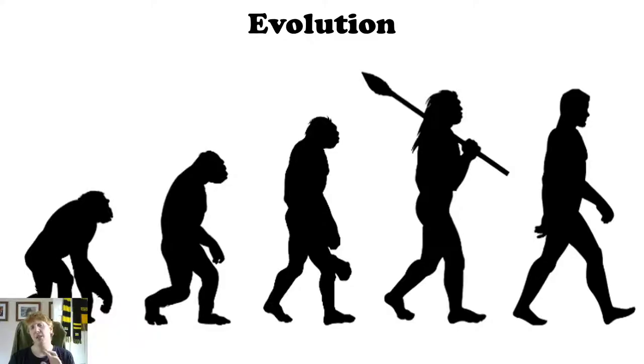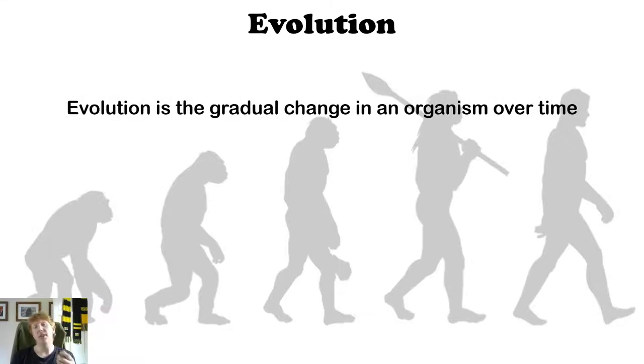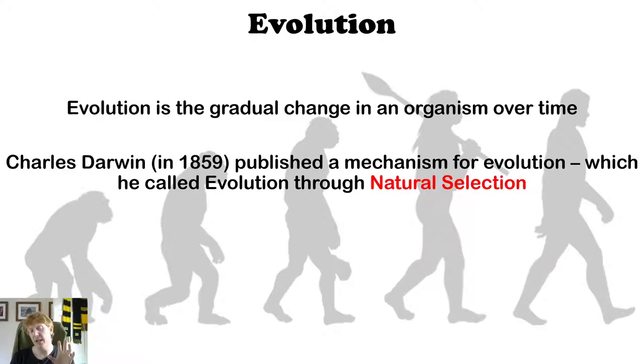All right, so then what about evolution? So evolution is actually this gradual change in organisms over time. It's literally where one organism will slowly transition into a new organism at a certain point. And in 1859, Charles Darwin actually published a mechanism for evolution, which is called evolution through natural selection. And that's what we're going to need to understand. Natural selection, and then more recently, selective breeding, which we'll come to as well.